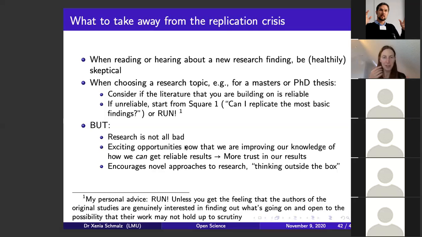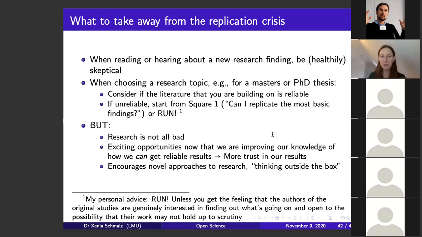And there are some fields of reliable studies that have been replicated again and again and again, in which case everything is fine. But if things are a bit unclear, I would recommend either to pick a different topic or to start from square one. So really start with the basic effects, see if you can replicate them. And my personal advice would be actually just, this is quite cynical, but just do something else, because you will only make enemies by going up to a prof and saying, actually, your research sucks, I can't replicate it.